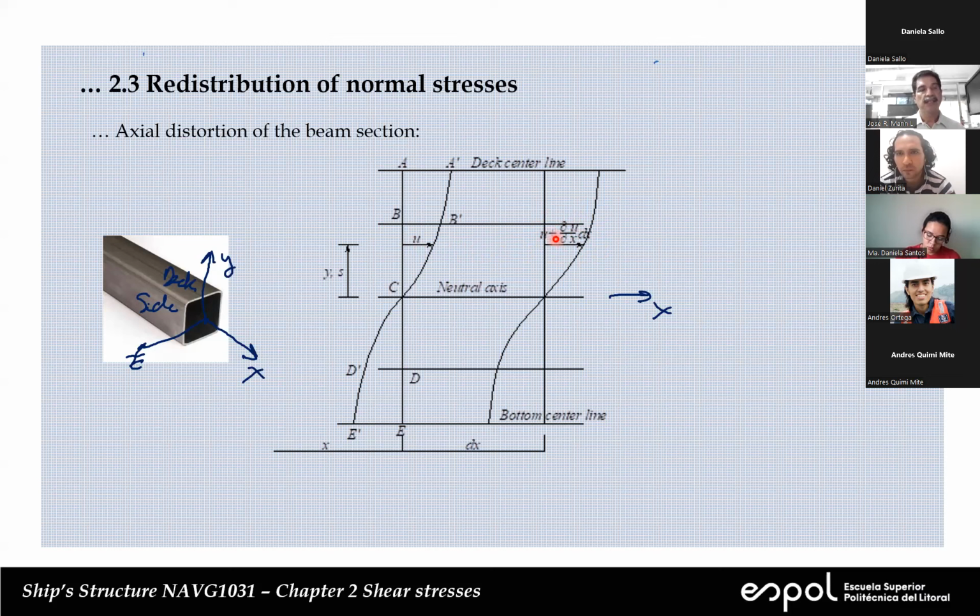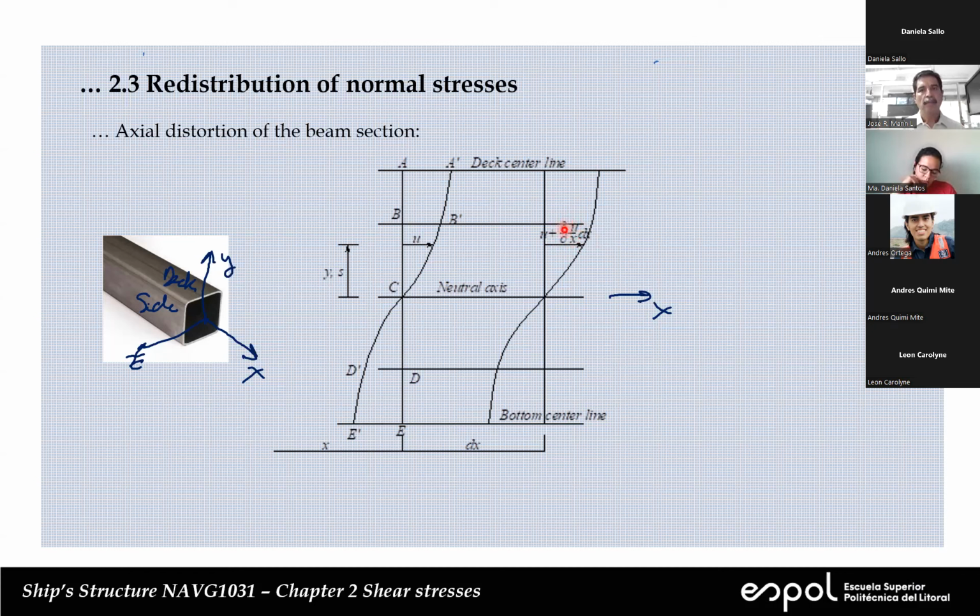It elongates if du dx is positive. If this is negative, then it shortens, it's compressed. But now, in general, let's suppose that this is positive, okay? And this du dx, what is du dx? It's the little distance that moves.